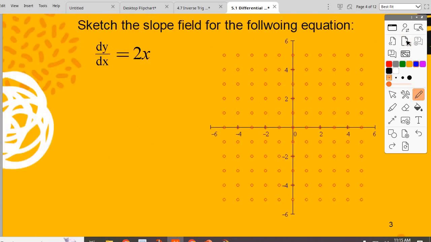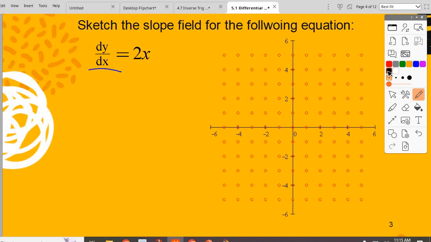So this says to sketch the slope field for the following equation, dy/dx equals 2x. So notice that the first thing we see here is that we do have a dy/dx, which is what makes this a differential equation. All right. Now, for the most part, we have a pretty large grid here. You are not going to be asked to do a slope field this large. Okay, so we're just going to stick to the main points in the middle. Usually, you're going to be looking at like a 3x3, maybe a 4x4 that you would have to fill in.